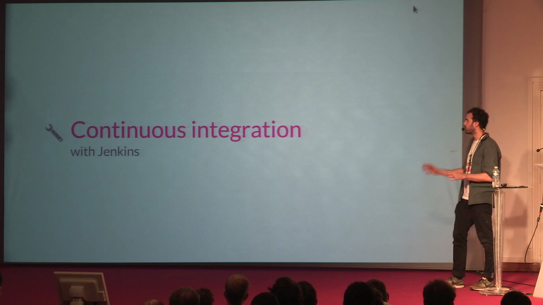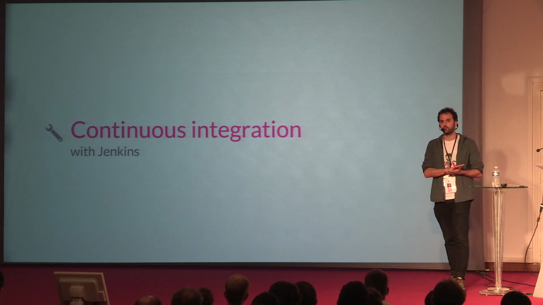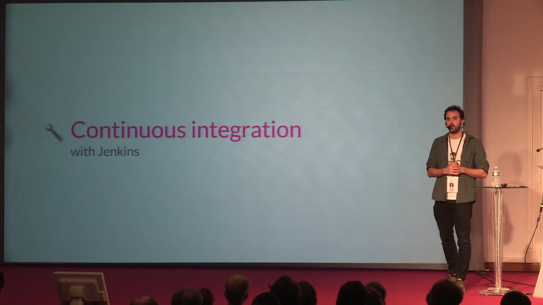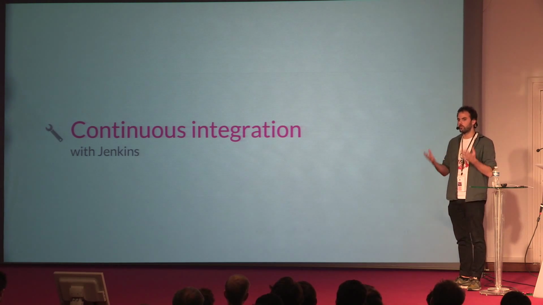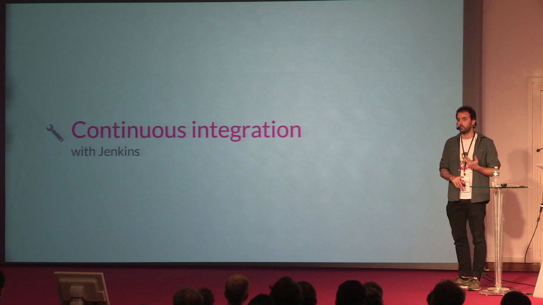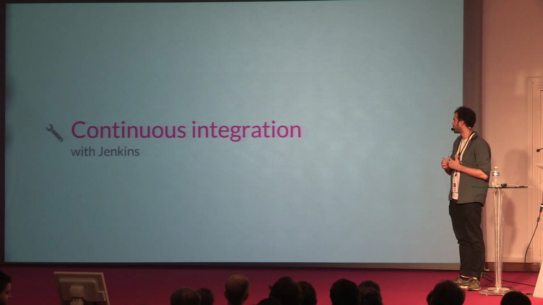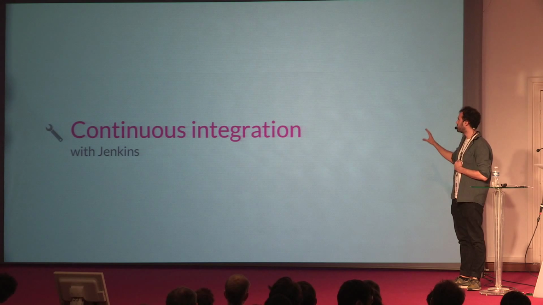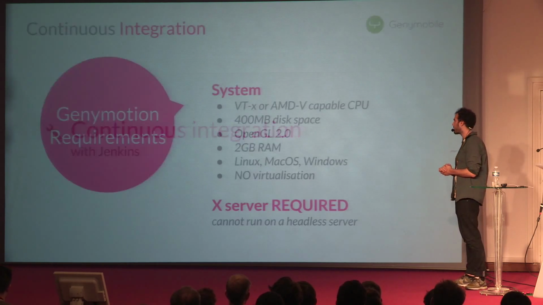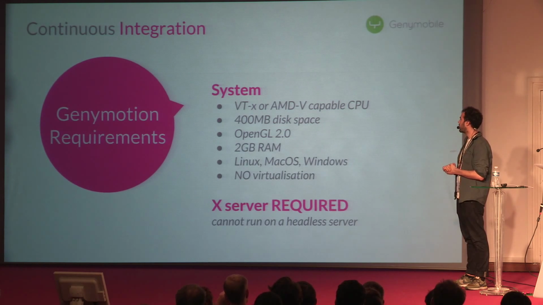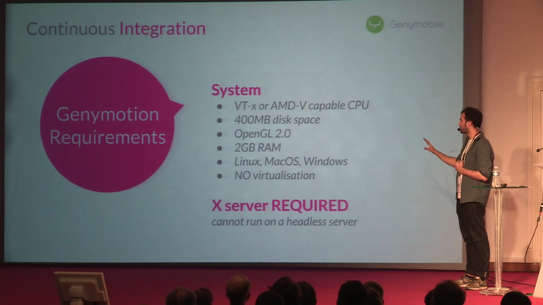Okay. So now we've seen that we have the Java API to control from the test the state of the VM. We've seen GM tool to be able to script whatever you want to do. The Gradle plugin, sorry. Now, how this all integrates with your continuous integration server. Let's see. So first, a few requirements. Those are the Genymotion requirements.